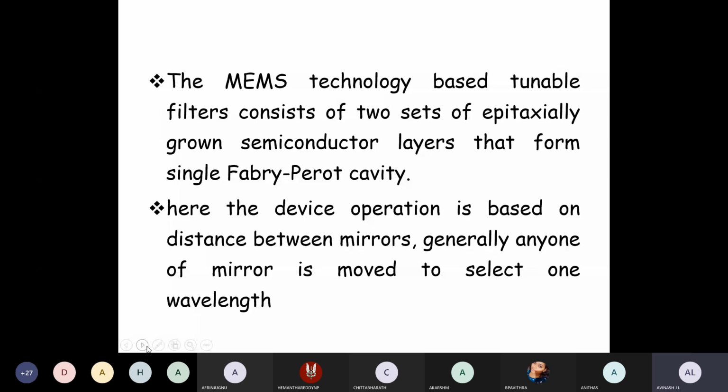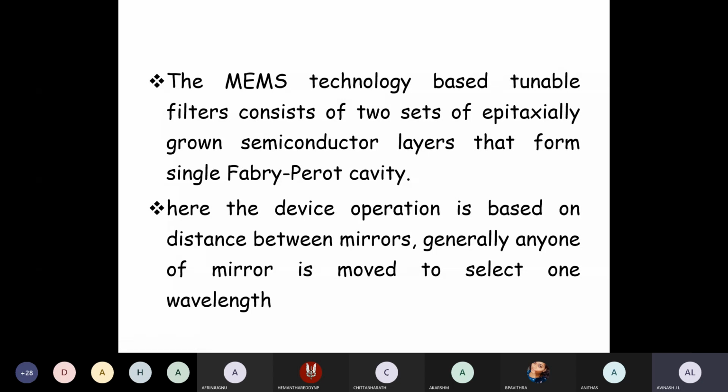So we have seen how the Fabry-Perot cavity works, where we make alterations in the placement of the mirrors, that means the distance between the mirrors. Usually the Fabry-Perot cavity is used to obtain laser light, that is monochromatic high intensity light.